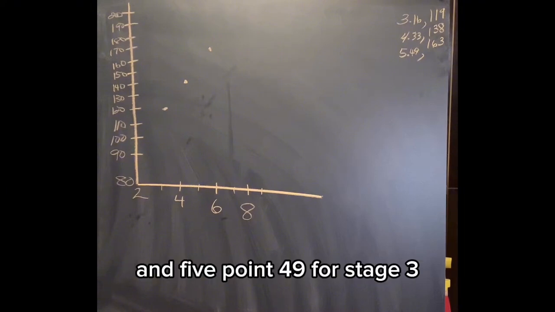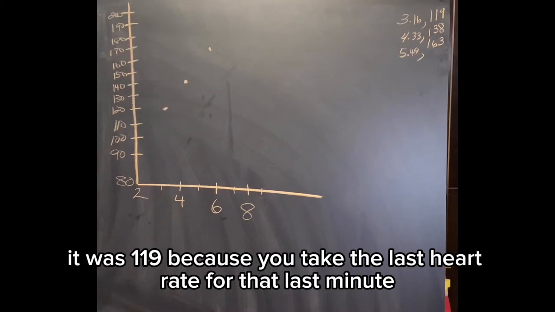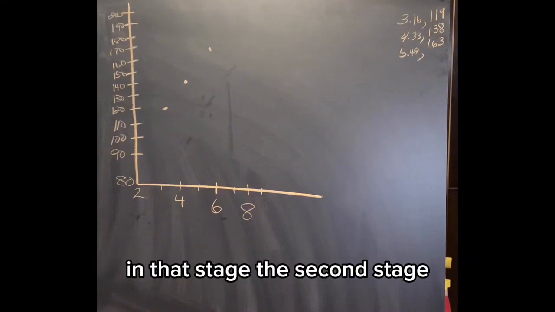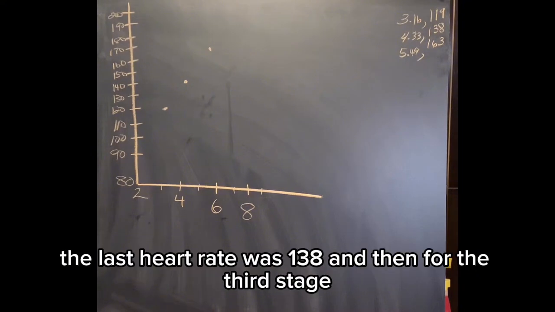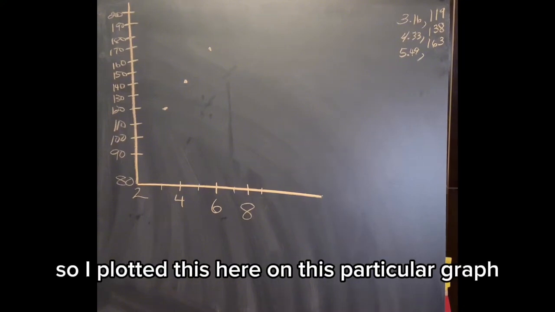5.49 for stage 3. And the corresponding heart rates: for the first stage it was 119, because you take the last heart rate for that last minute in that stage. The second stage, the last heart rate was 138. And for the third stage, the last heart rate was 163. So I plotted this here on this particular graph.